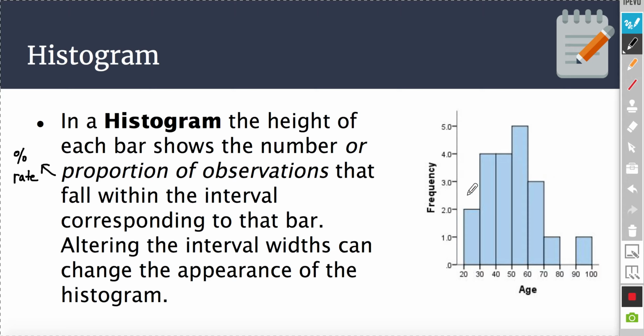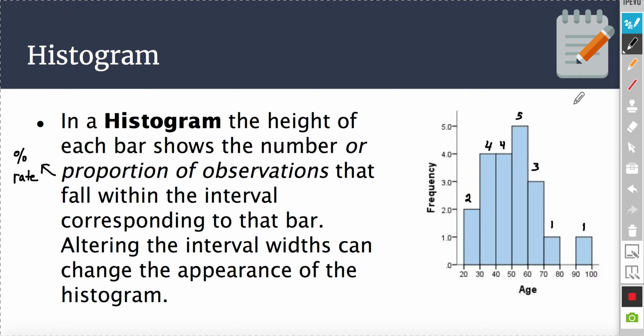Between 30 and 40, there were 4 individuals who were counted. Between 40 and 50 years old, there were 4 individuals who were counted. 50 and 60 was 5 individuals. 60 and 70 was 3 individuals. 70 to 80 is 1 individual. No one in 80 to 90. And between 90 and 100, 1 individual. Again, I want you to copy the words down and the example down here.